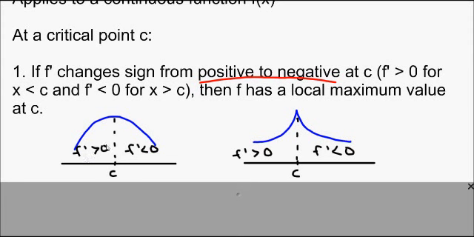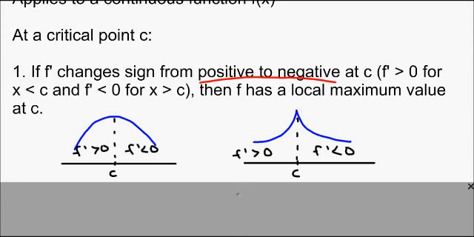Your f prime on this part is greater than 0, slope is positive, and f prime is less than 0 on the right half, so your slope is negative. Here you have again f prime greater than 0, then f prime less than 0, but this would be a function for which f prime of c would not be defined because you see that point.